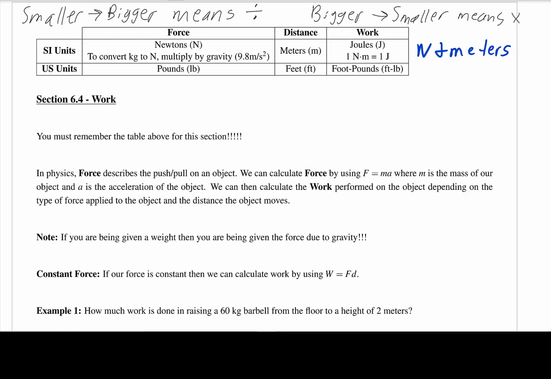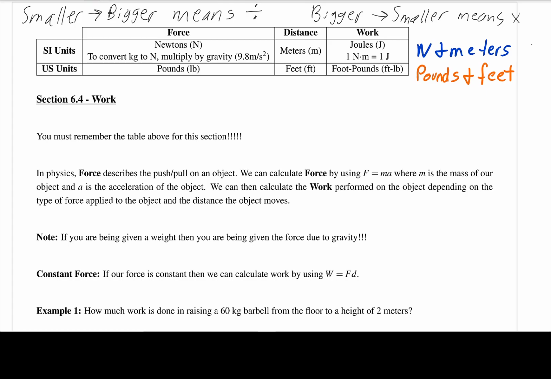Now when we're working in US units, we're going to have pounds as our force, feet will be our distance, and then our work is given by this foot-pound. Right? So for this one, we're going to have pounds and feet. Right, and as promised, we've got some Florida Gator colors going on in this lecture. Okay, so that's the important thing, right?